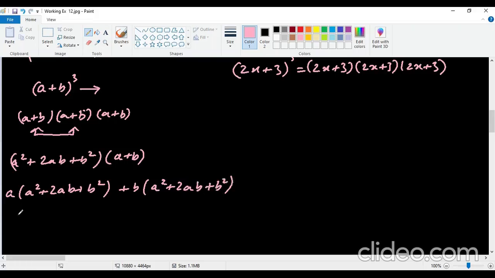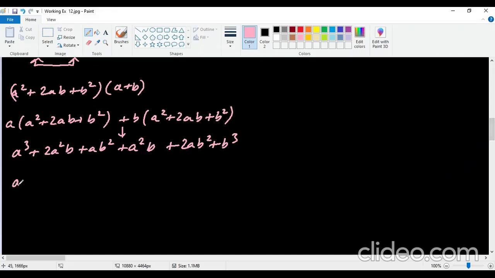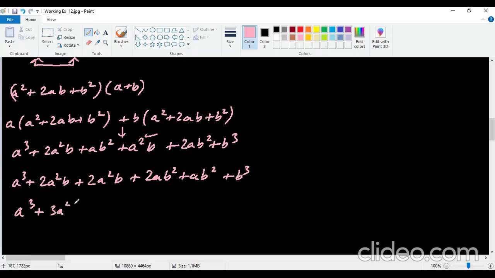So this gives you a cube plus 2a square b plus a b square, and this one from here is going to give you a square b plus 2a b square plus b cube. And now ultimately a cube plus 2a square b and another a square b, making like terms together: 2a b square plus a b square plus b cube. So this gives you a cube plus 3a square b plus 3a b square plus b cube.